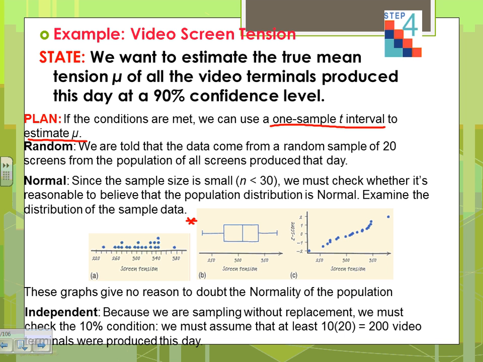And then independent, we were sampling without replacement here, so we have to check our 10% condition. So we have to assume that 10 times our sample of 20, that our population has at least 200 video terminals produced this day.